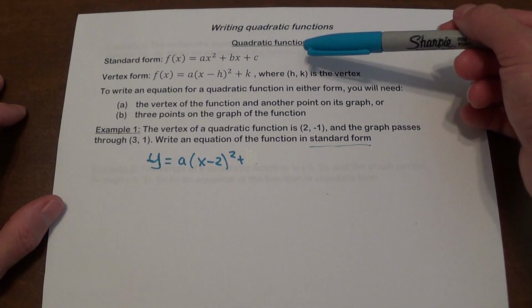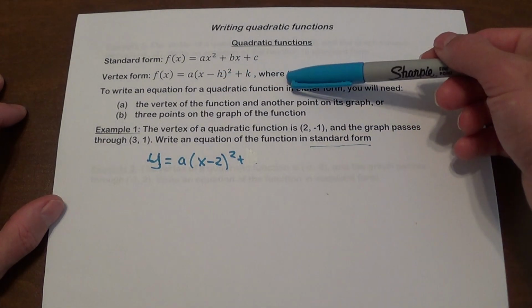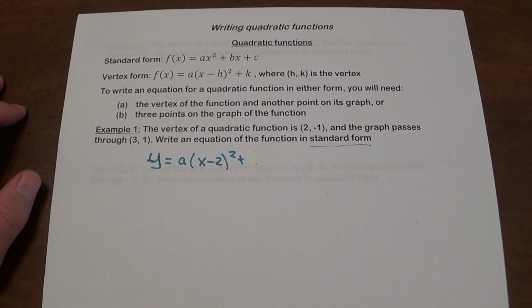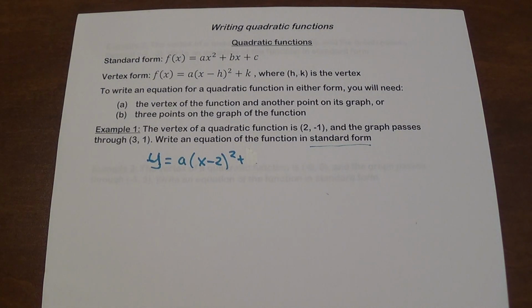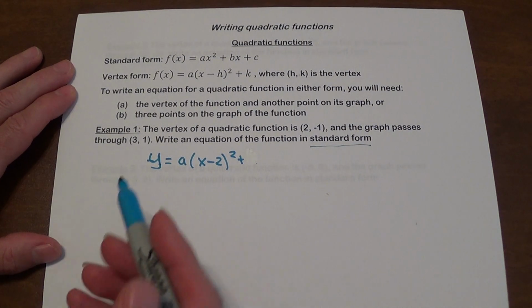In vertex form, you're going to need to know that h and k are the coordinates of the vertex. If you want to write an equation of a quadratic function in any form, you need to know either the vertex and another point or 3 points on the graph. So let's begin with an easier case, which is when you know the vertex and another point.